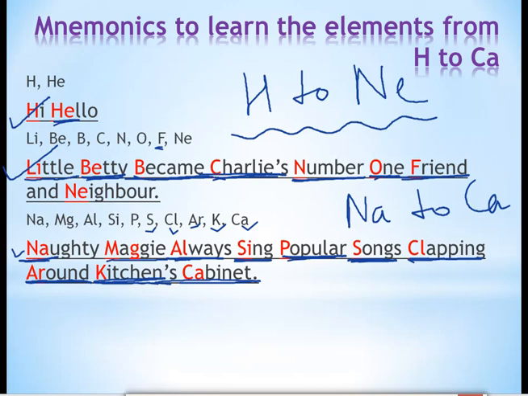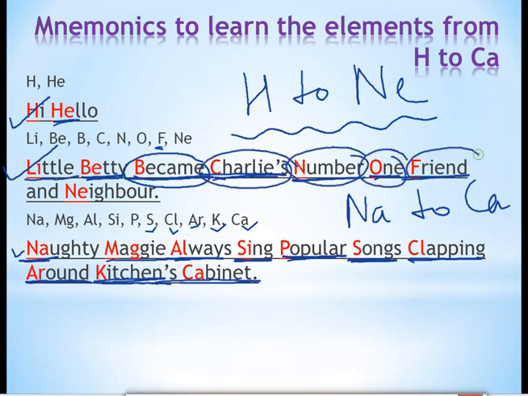So once again we will repeat it. From hi hello, from high you will remember hydrogen, hello for helium, little for lithium, Betty for beryllium, became for boron, Charlie for carbon, N number for nitrogen, 1 for oxygen, fluorine for friend, and neighbor for neon.